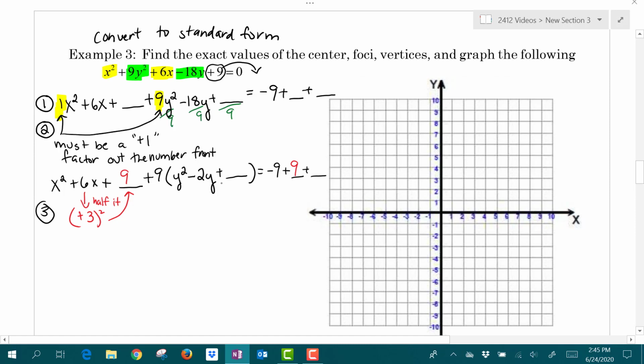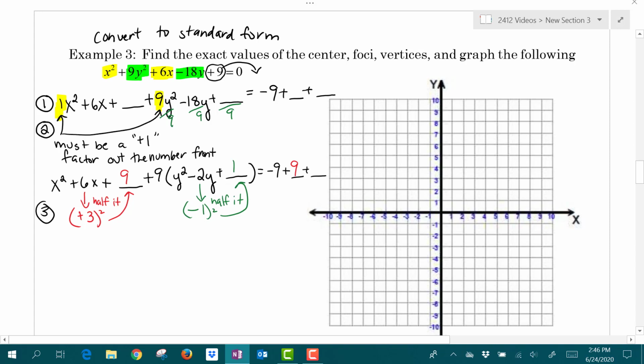Alright, we're going to do the same thing to the y terms. We're going to find the linear term, and I'm going to half that. So basically think about what we said, dividing by 2. So negative 2 divided by 2 would be a negative 1. Then we're going to take that, and then we're going to square it. So negative 1 squared is a positive 1.